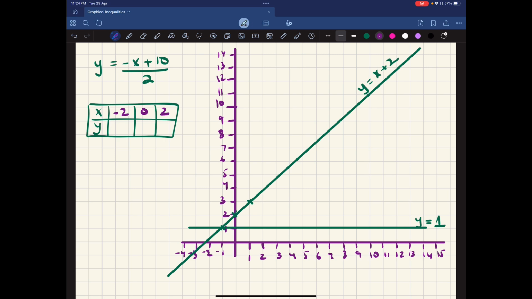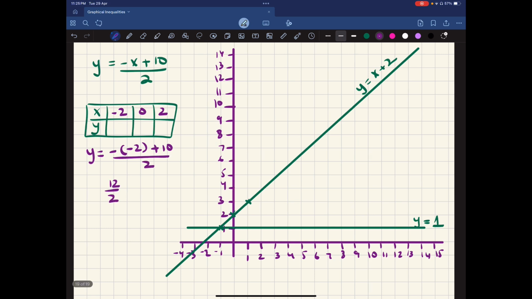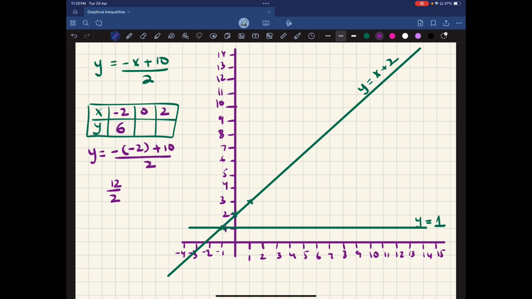Okay, so if I substitute -2 in place of x, what do I get? 12 divided by 2, so I get a 6. If I substitute x is equal to 0, I get a 5. And if I substitute x is equal to 2 here, -2 plus 10 is plus 8, divided by 2, it's 4.